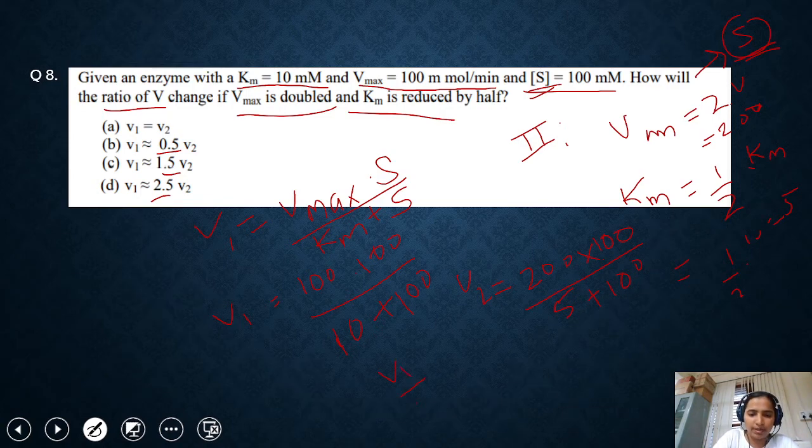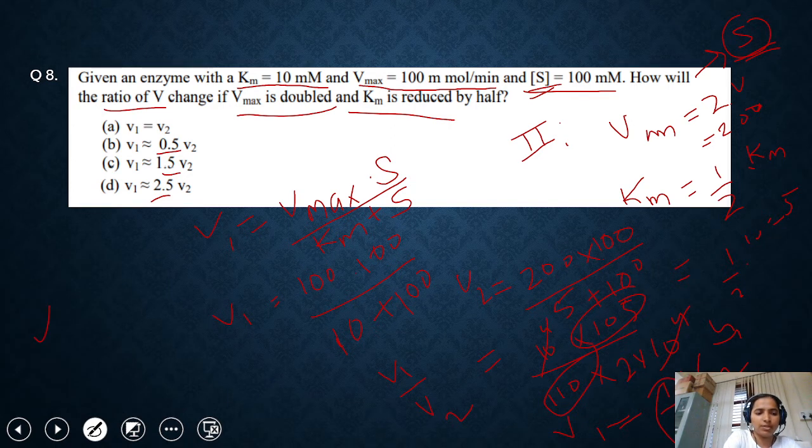So when you divide V1 by V2, if you consider 105 and 110 almost similar, not exactly but almost, then it will become 1 by 2 of V2. V1, and 1 by 2 is around 0.5. So V1 equals 0.5 into V2. This is the right answer for this question. You don't need to calculate this properly because you only want to know the ratio.